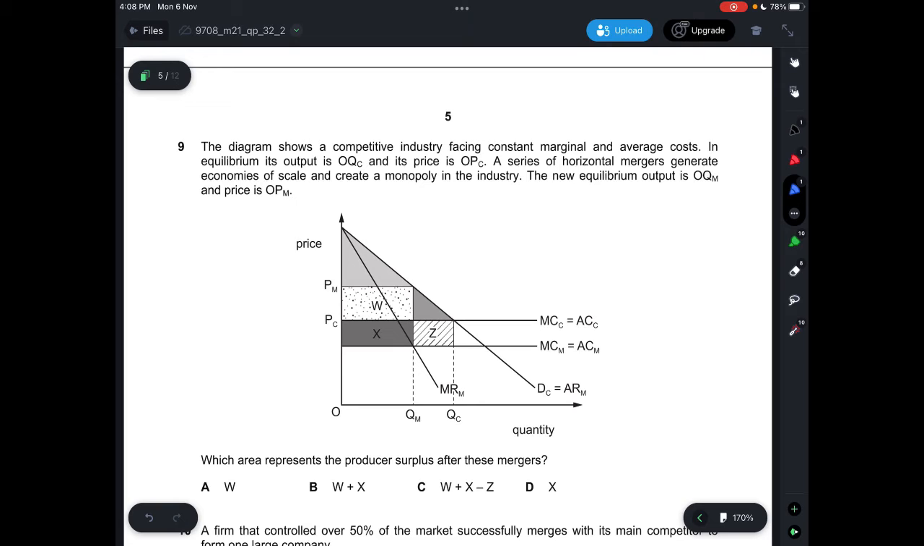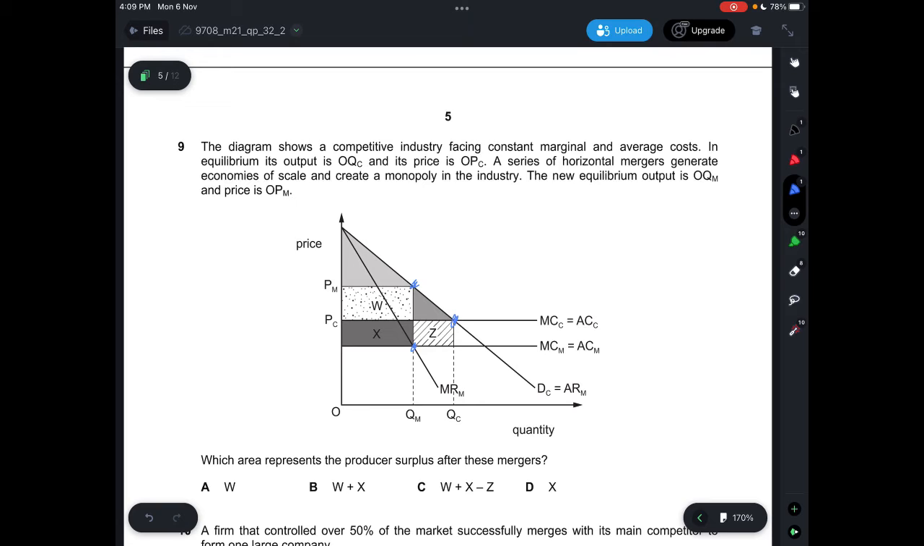Originally, it was at OQC and OPC, so that will be here. After a series of mergers, that means OQM and OPM, so that will be here. But then your curve would be ACM, MCM, so that will be here at this point where MCM touches MRM.